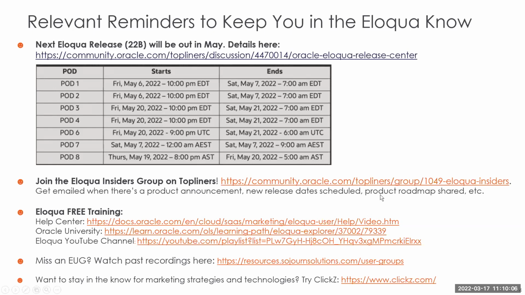Also, you can get an email notification when there's a product roadmap update being shared or presented by Oracle. And I think the last one was in December. So it's definitely highly encouraged if you're an Eloqua user to join the user community, AKA Topliners. Within Topliners, it's the Eloqua Insider group. There's different groups for the Oracle marketing, different products, and hence Eloqua being the one we want you to pay attention to.